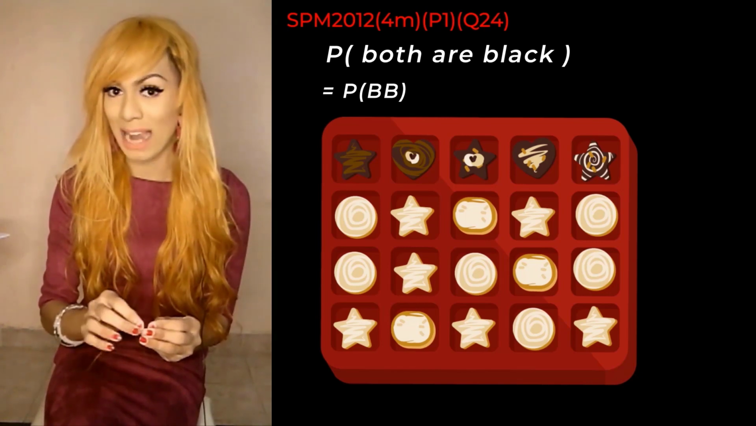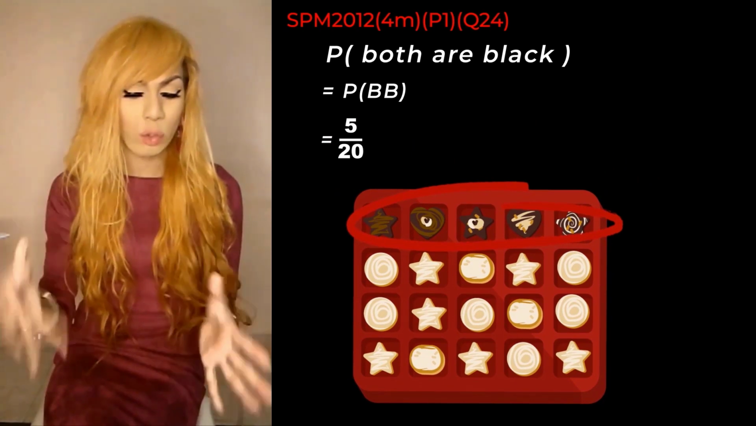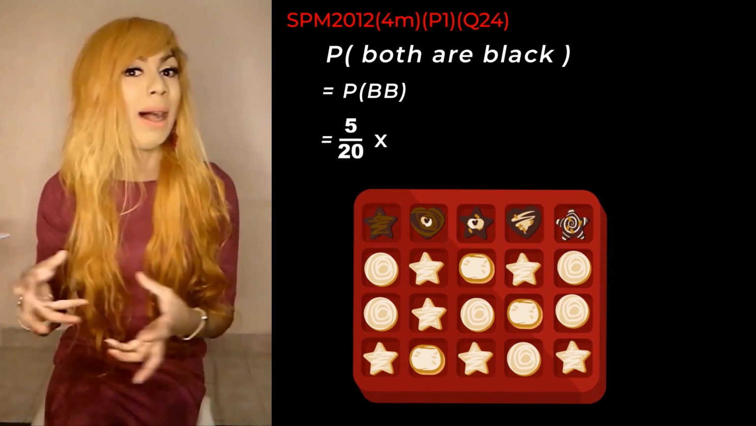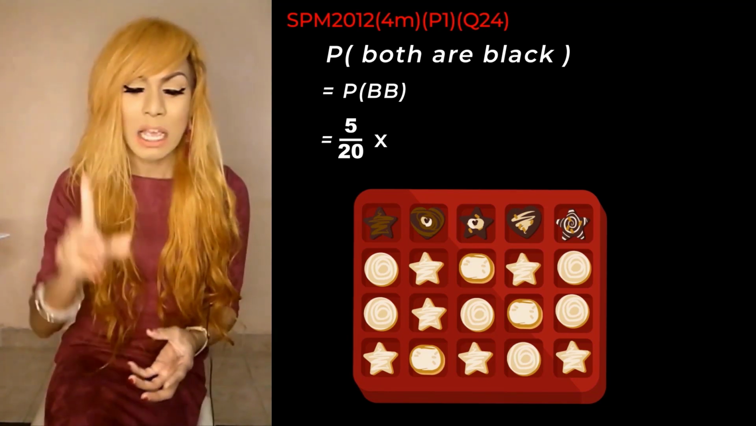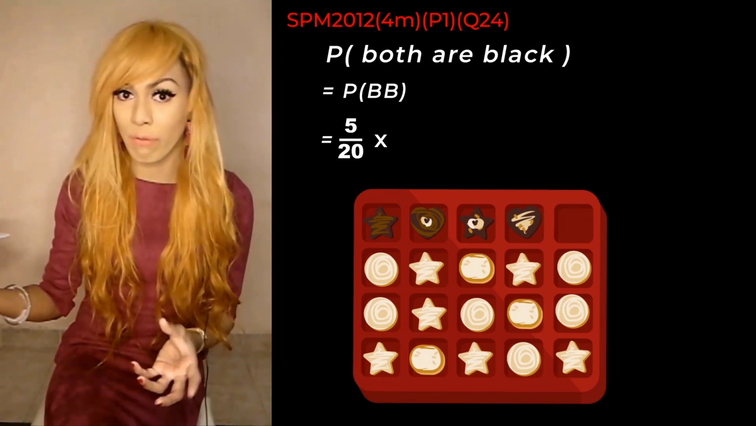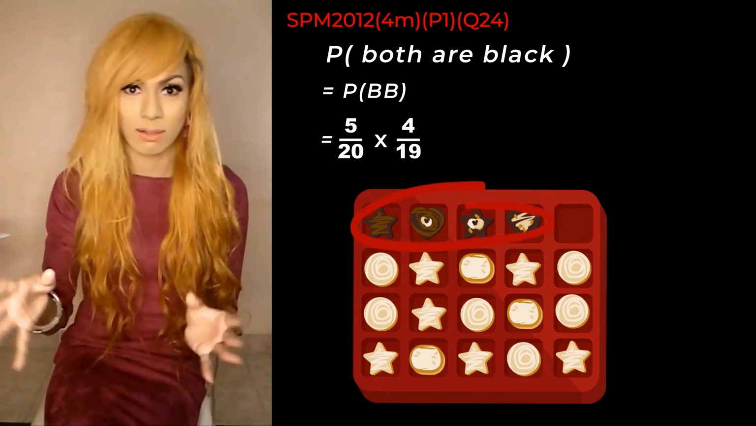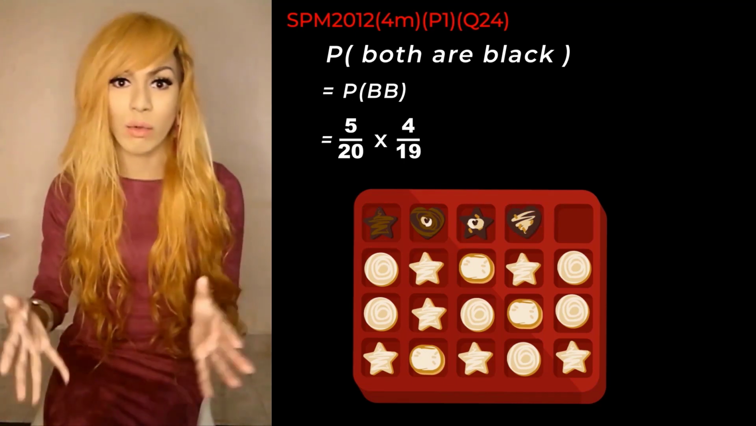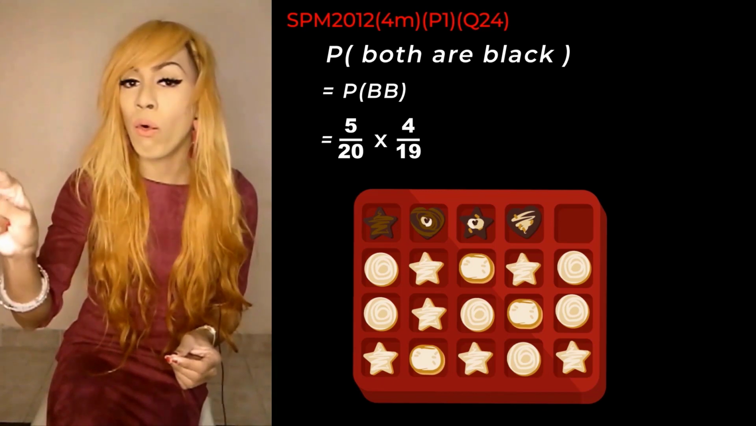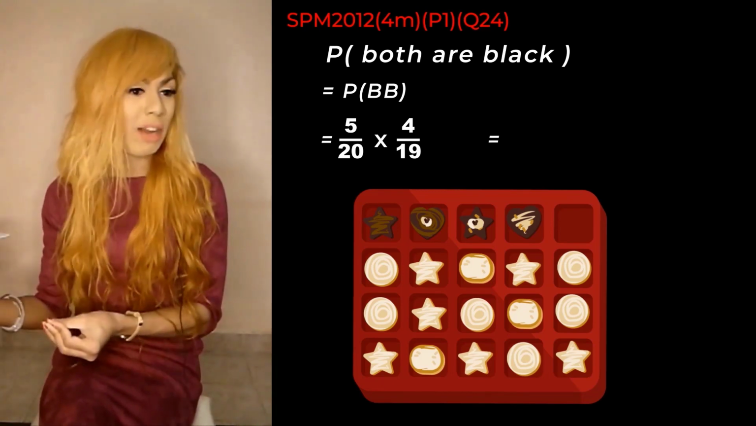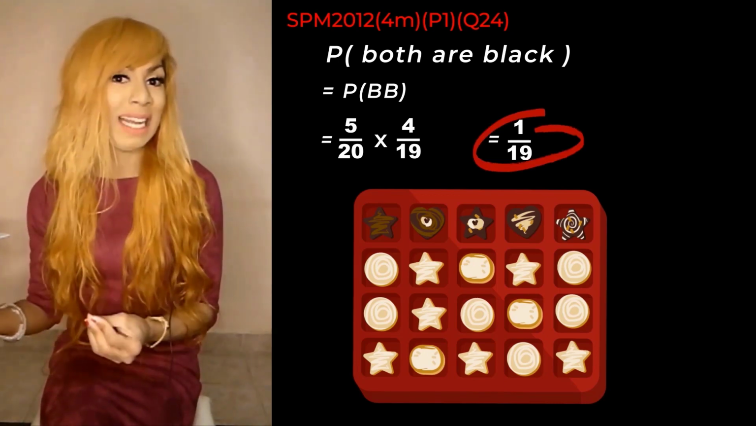So for the first black to be obtained, we have 5 black in the box, right? So 5 over 20. The total is 20. So 5 over 20 multiplied by black again. Not 5 over 20 again. Don't make that mistake when you already taken out 1 black from the box. Now you only have 4 black, right? 4 over not 20 but 19, because you already taken out 1. So 5 over 20 times 4 over 19. Then we will have 1 over 19, which is the probability of getting both black.